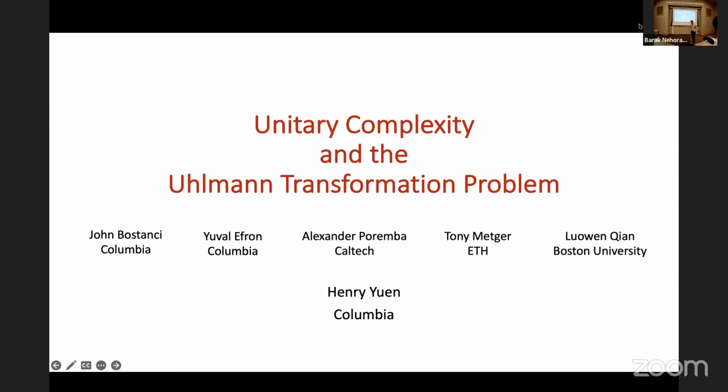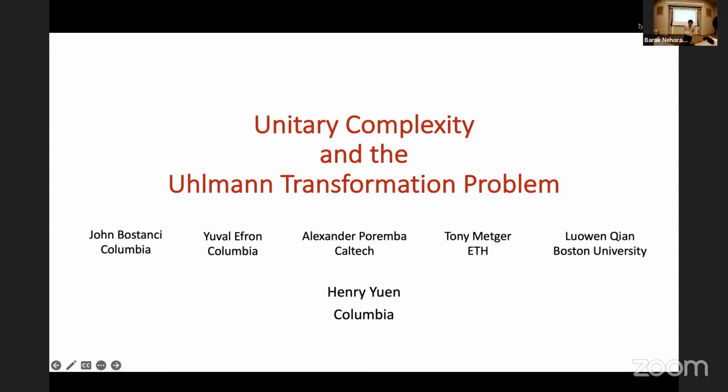Today I'll be talking about some joint work with John Bastanja, Yuval Efron, Alex Barendla, Tony Metker, and Lowen Chien. I'm going to try to not assume any quantum background. Throughout this talk, if anything gets confusing, feel free to just stop me and ask. But actually, just to get a sense, how many of you have some exposure or familiarity with basic quantum information or quantum computation? Okay, so maybe a little less than half.